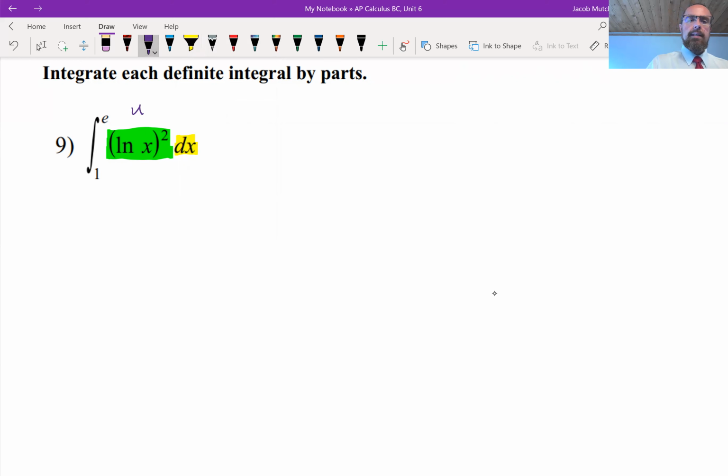So let's set that up according to the pattern for integration by parts. So again, I'll start with the dv. That's 1 dx. So by implication, if I integrate, v is going to be just 1.